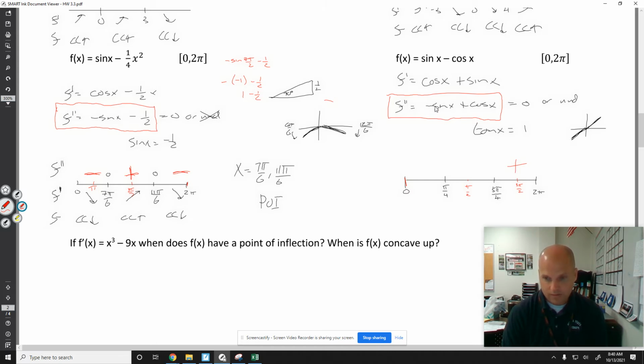Pi over 2, the sine of pi over 2 is 1, but I'm making it negative. So negative 1 plus the cosine of pi over 2 is 0. So that's negative 1. 0. Sine of 0 is 0. Cosine of 0 is 1. So these are my signs of my second derivative, which is telling me f prime is going up, going down, going up. It's telling me f is concave up, concave down, concave up. Points of inflection, both pi over 4 and 5 pi over 4.